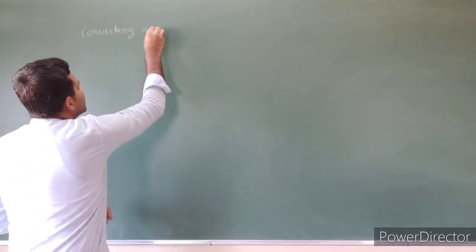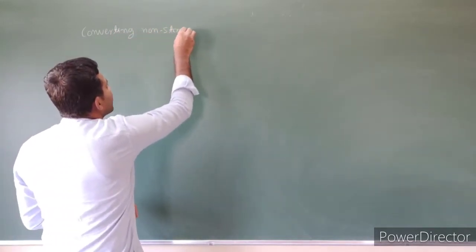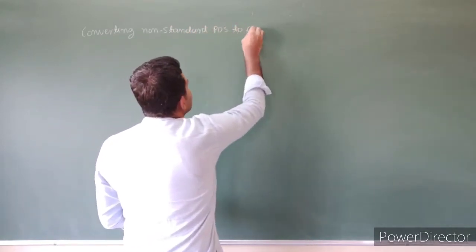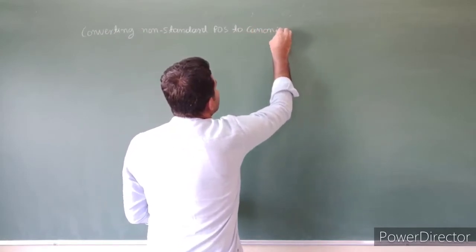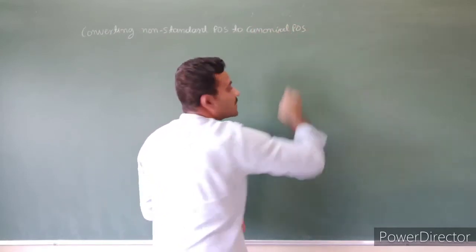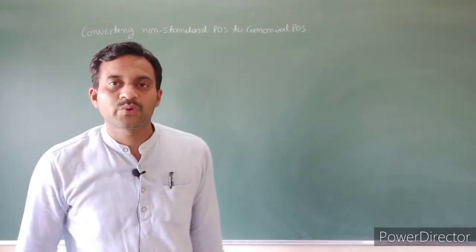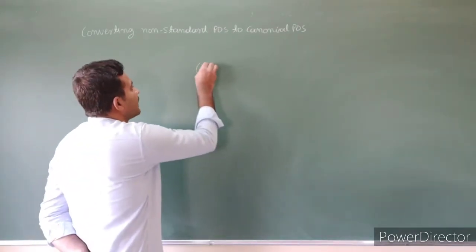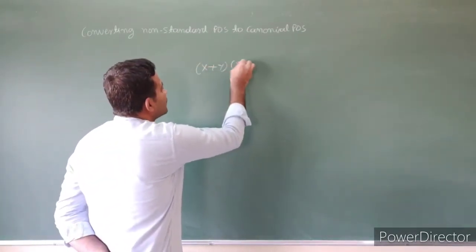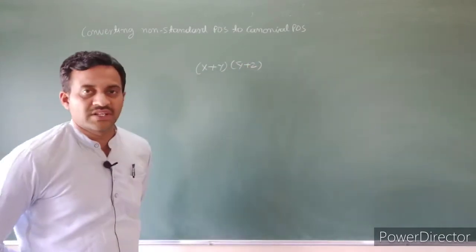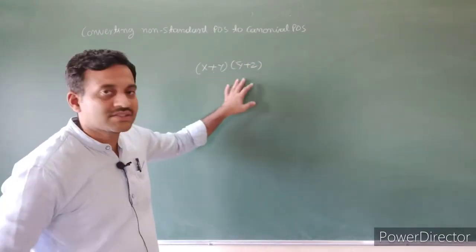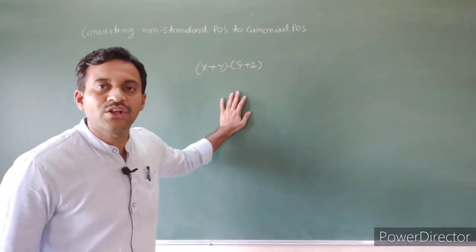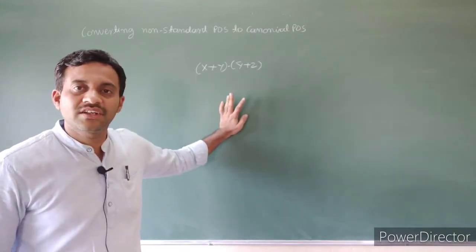Converting non-standard POS to canonical POS. Here POS stands for product of sum terms. For example, (x plus y)(y bar plus z) is a POS expression. It is a product of sum terms. But it is not a canonical POS. Why is it not a canonical POS?